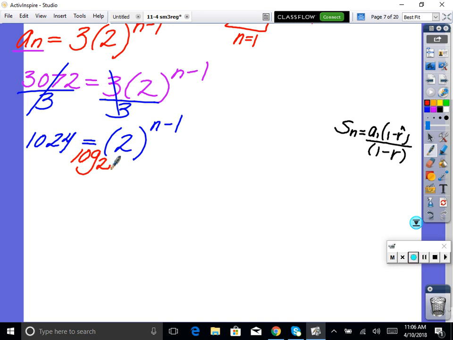Log base 2. So then over here we have a log base 2. So now right here, doesn't log base 2 and base 2 cancel out appropriately? So then now n minus 1 drops down, which is good. We're good there. Now right here we have log base 2, technically, and then it equals 1024.